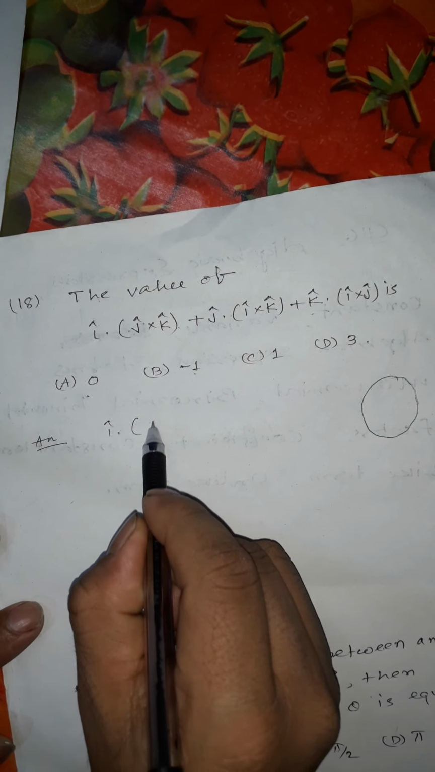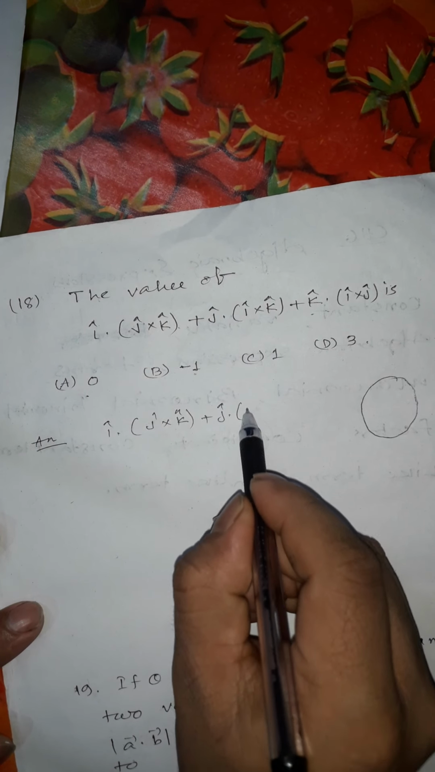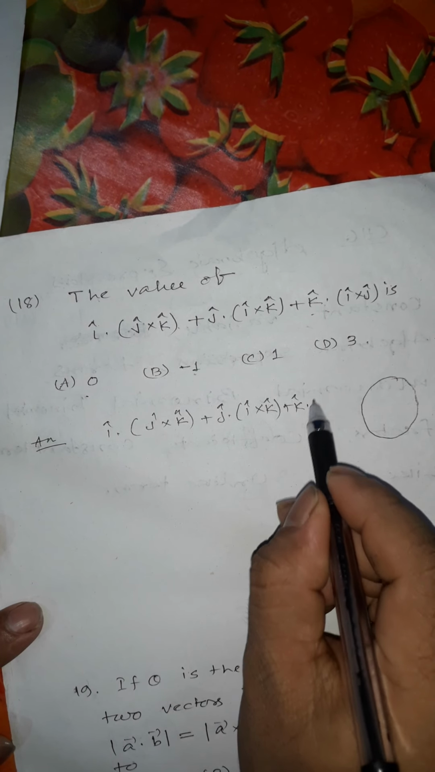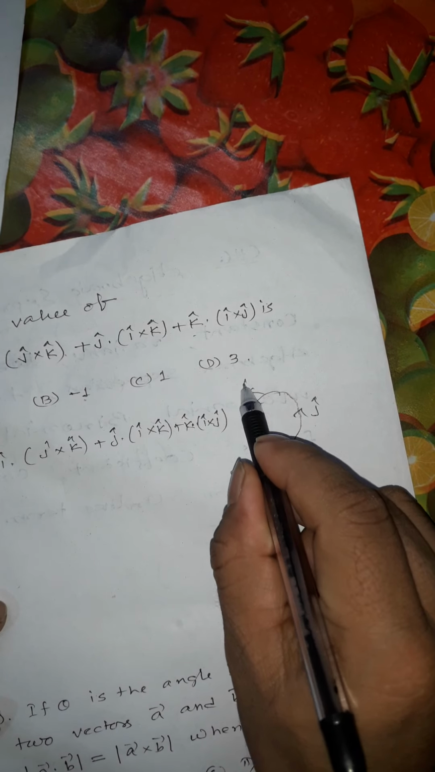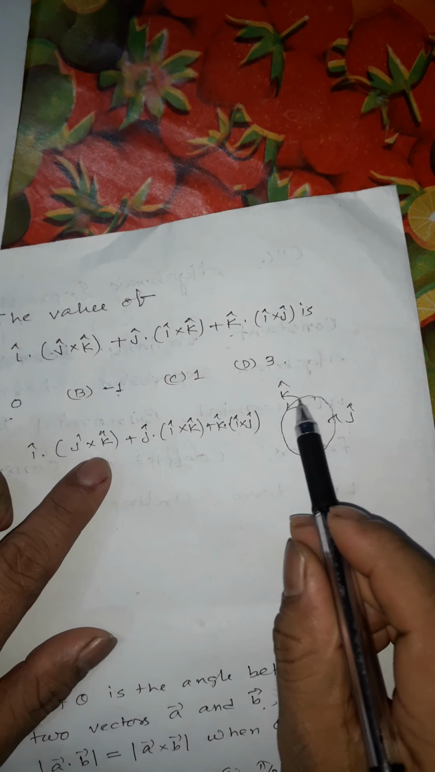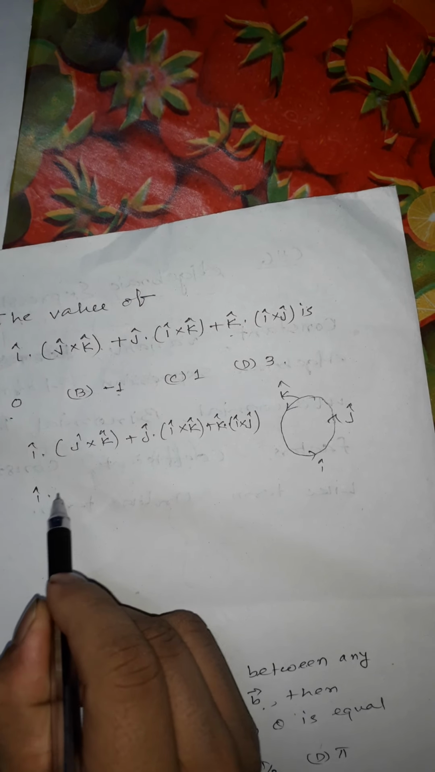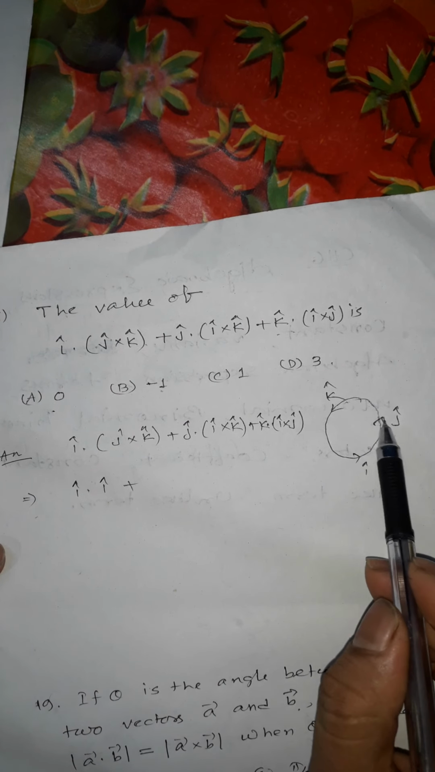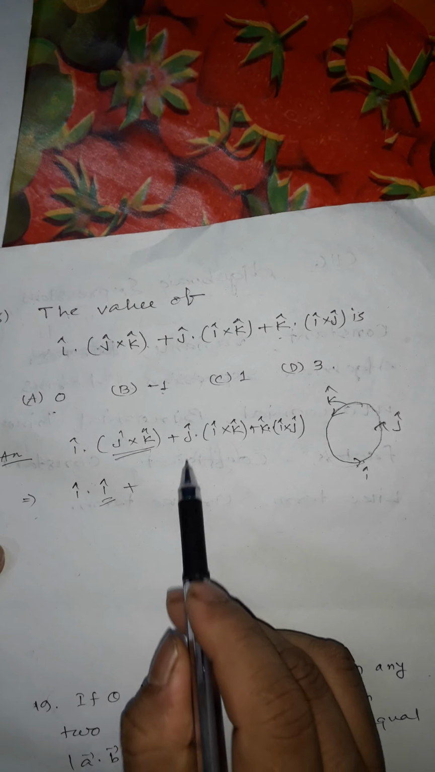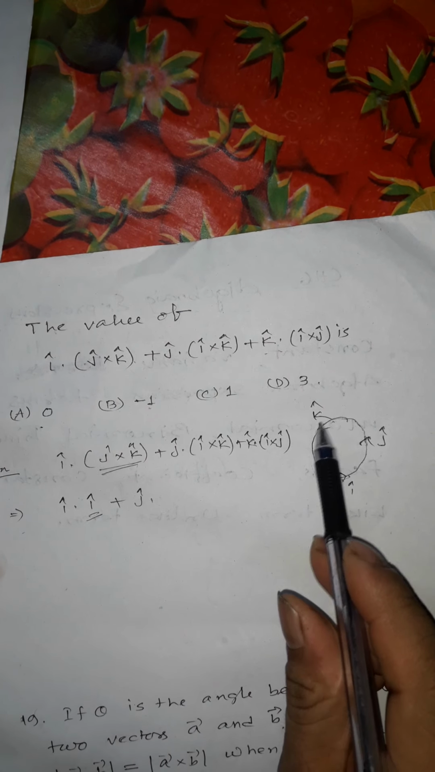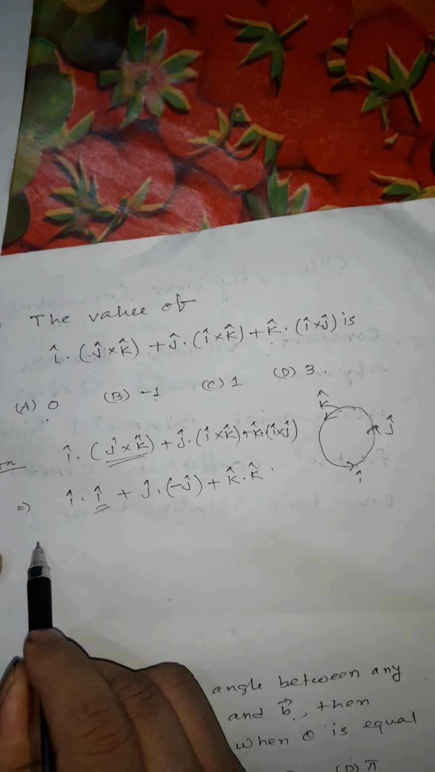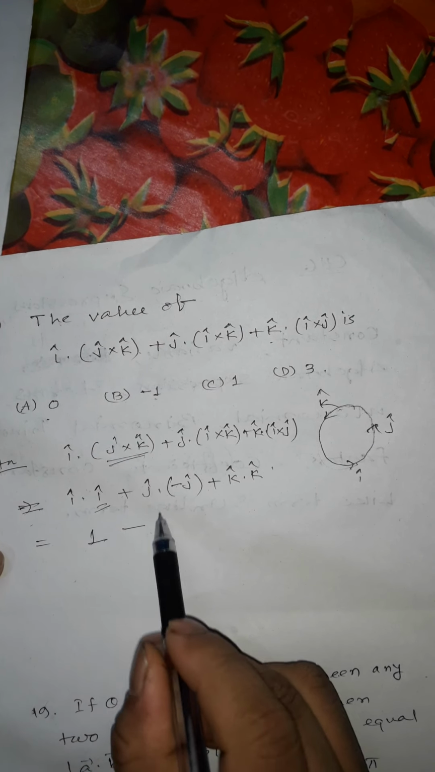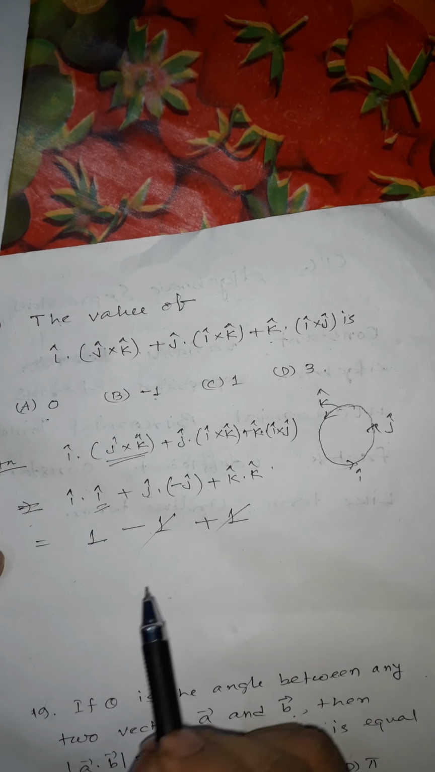So answer: i dot (j cross k) plus j dot (i cross k) plus k dot (i cross j). i, j, k: j cross k will be i in anti-clockwise direction, so this one will be i dot i. j cross k is i. j dot (i cross k) is minus j, in clockwise direction it will be negative, so it will be minus j, plus k dot (i cross j) is k plus k. i dot i is 1, minus plus become minus, j dot j is 1, k dot k is 1, plus 1 minus 1 cancel, so answer is 1.